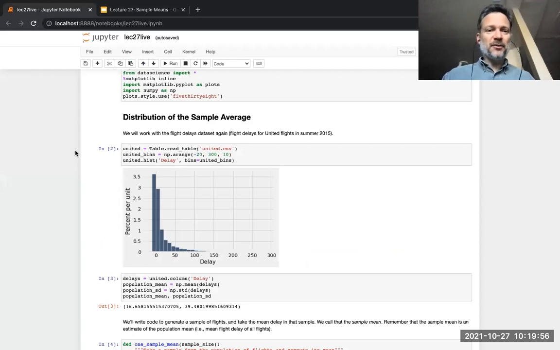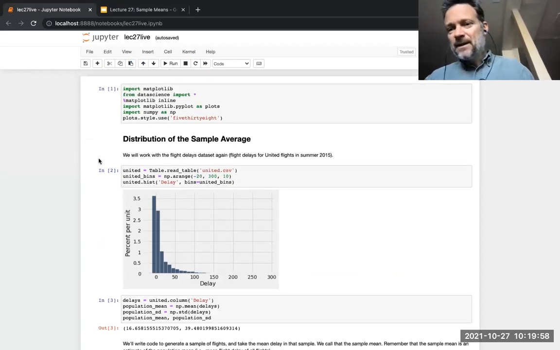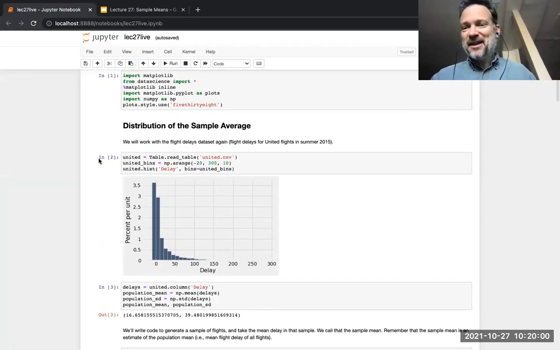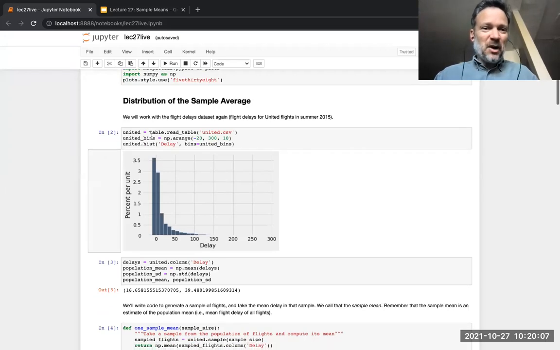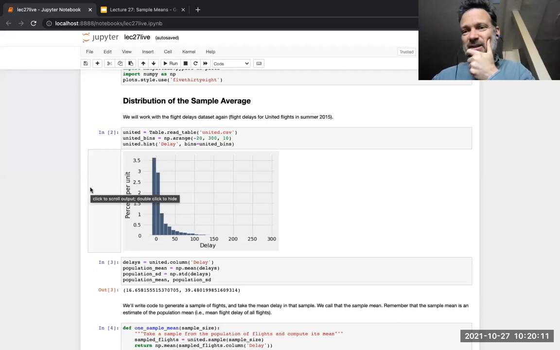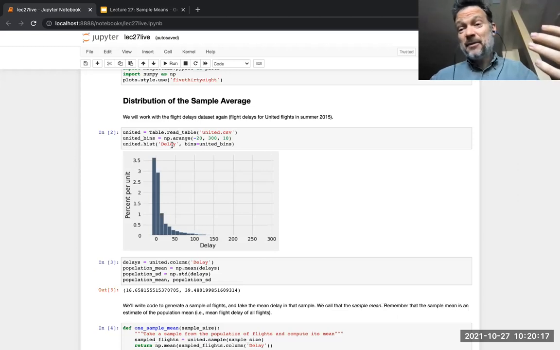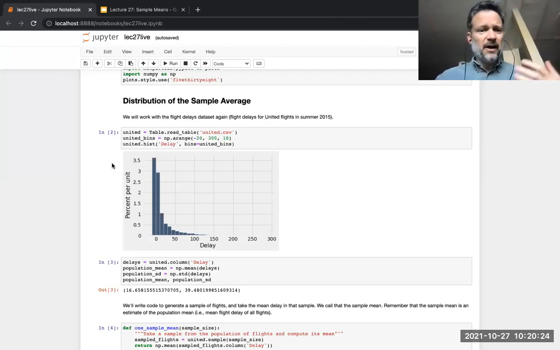So let's walk through this. I already ran the cells because some of these cells in this notebook take a long time to run. Okay, so let's look here. I'm going to walk through the same example we did on Monday. We've got flight delays. In this case, we happen to have the entire population, so we're going to simulate what it would look like for a data scientist. That's going to give us both the God's eye view and the data scientist view. That's going to be handy.